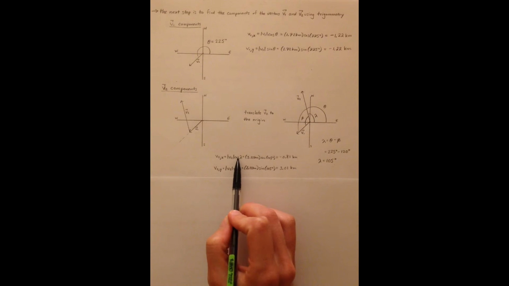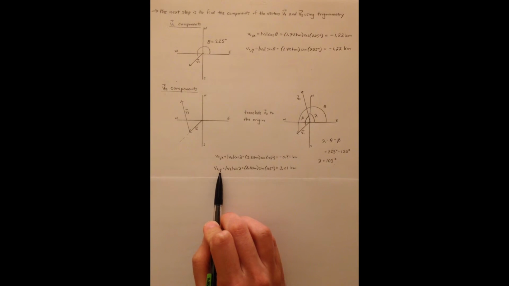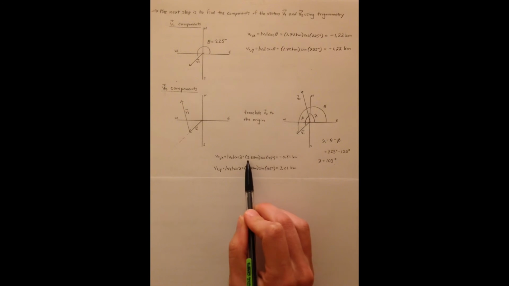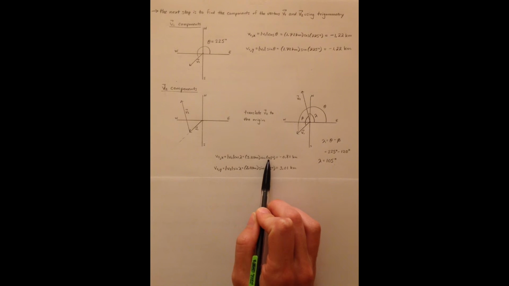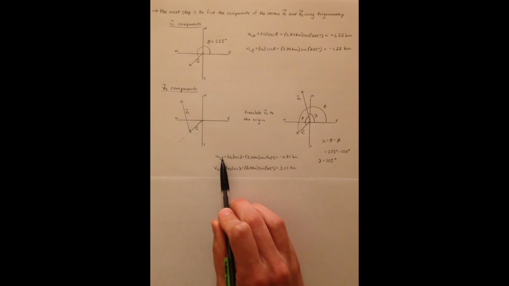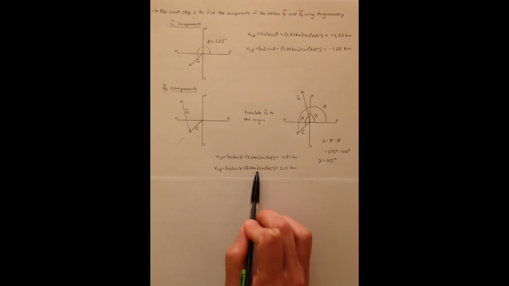at this point, all that's left to find the x and y components of the vector v2 is to take the magnitude of v2 and multiply it either by cosine to get the x component or sine to get the y component. So we take the magnitude, 3.12 kilometers, multiplied by cosine of lambda, which we found was 105 degrees, to get the x component, and to find the y component, we take the magnitude and multiply by sine of 105 degrees.